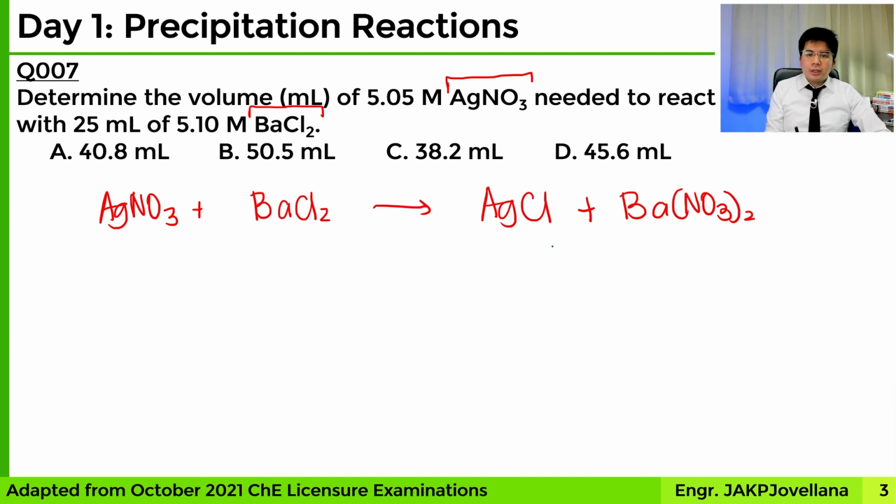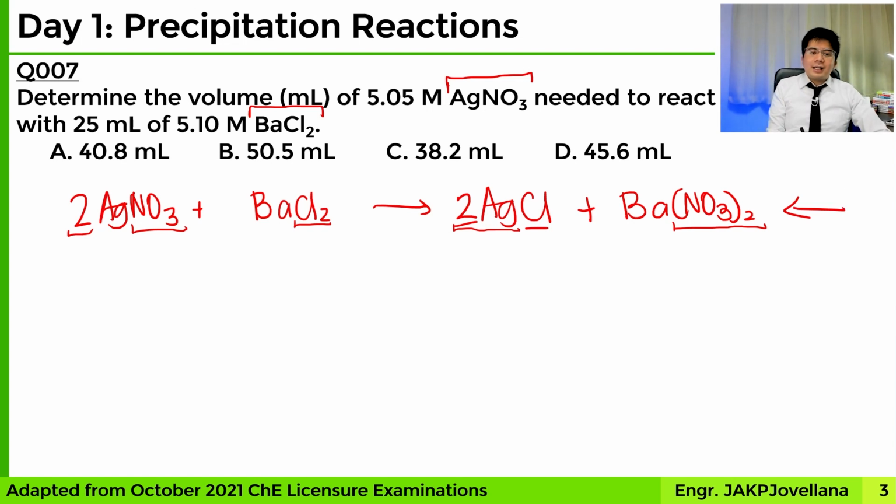So we put 2 here to balance chloride because we have 2 chlorine in the reactant side, and then now we have 2 chlorine atoms in the product side. Then we now have 2 silver atoms, so we put 2 on silver nitrate, and then this time we have 2 groups of nitrate ion, and it matches the other product. So this is our balanced chemical equation.